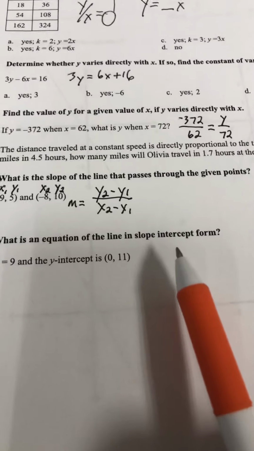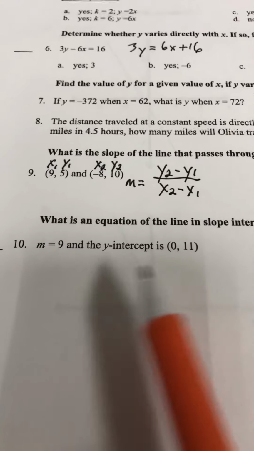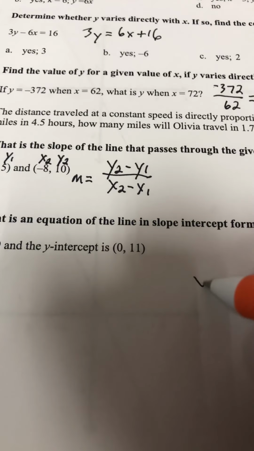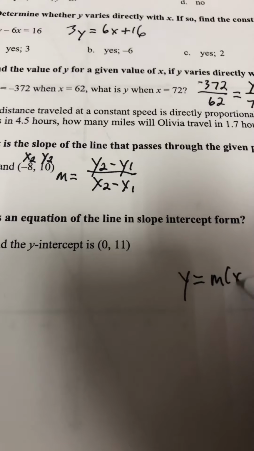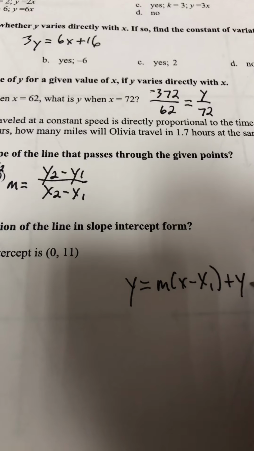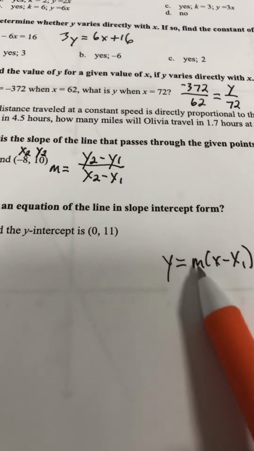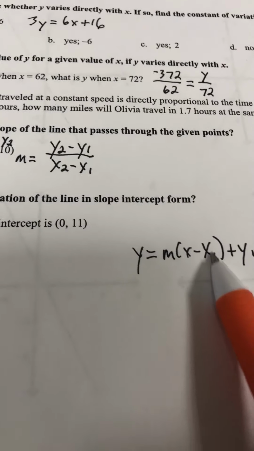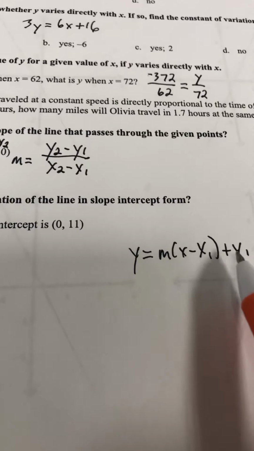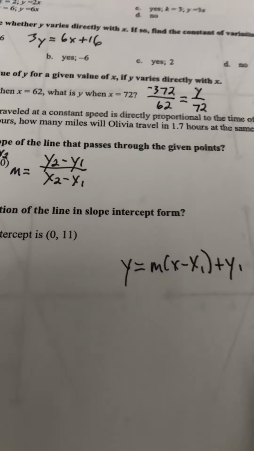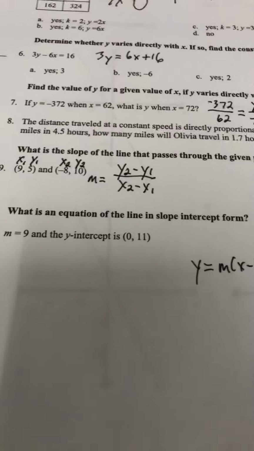What is the equation of a line in slope-intercept form? So you could use that formula, y equals m times x minus x1 plus y1. So put your slope, your m here, minus your x, which is 0, minus 0, plus your y, 11, and then just work it out. Do the distributive property and combine your terms, and that will give you slope-intercept form.